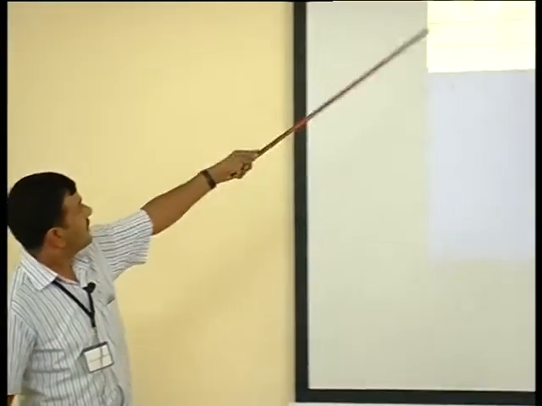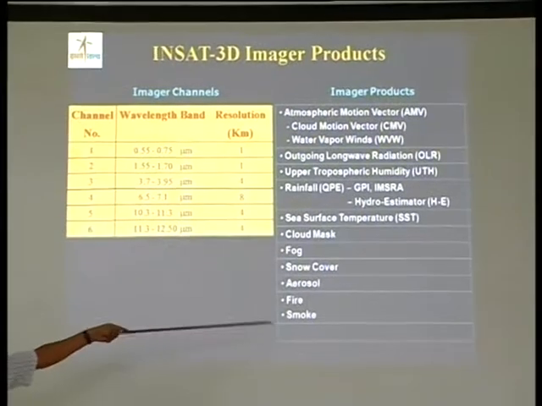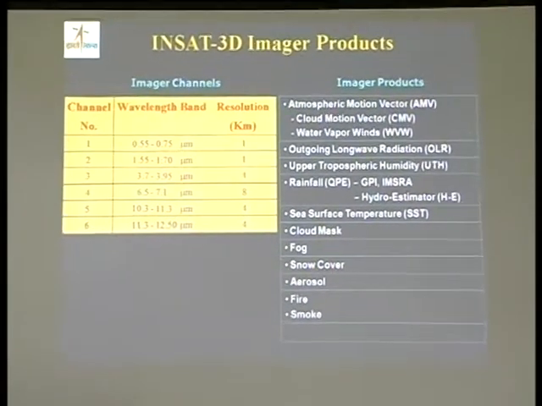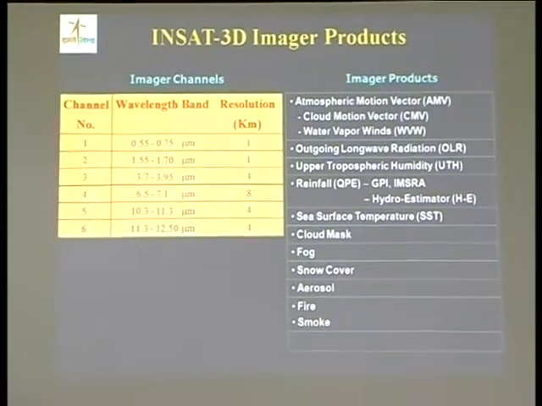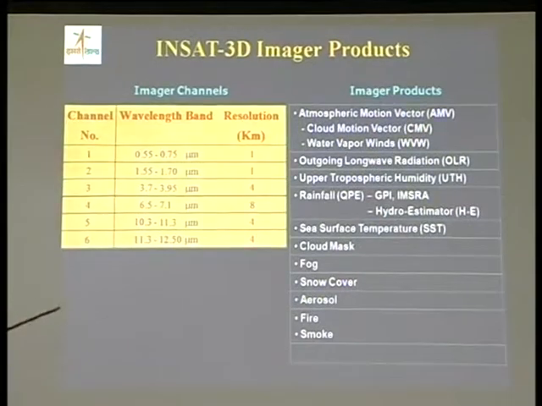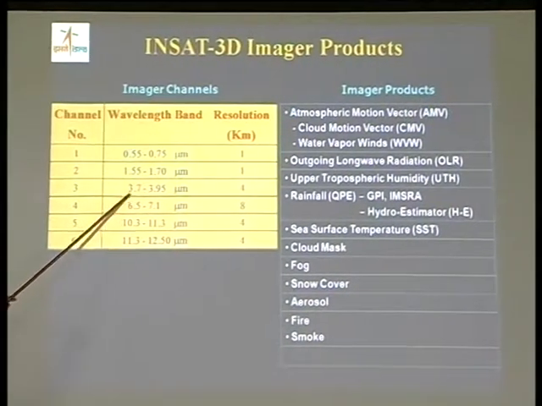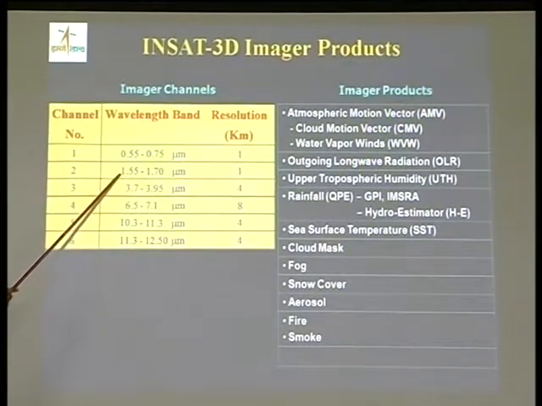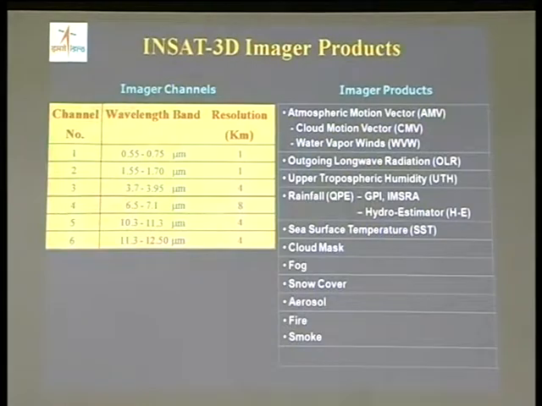And these are the INSAT-3D imager products. So from these channels, again many of these parameters are similar to what we have seen from Kalpana and INSAT-3A. Only a few additional parameters will be there. And accuracy of course will be better because we have many new channels here, like the split window channel, the mid-wave infrared channel, and one short wave infrared channel. So this is the list of imager products.